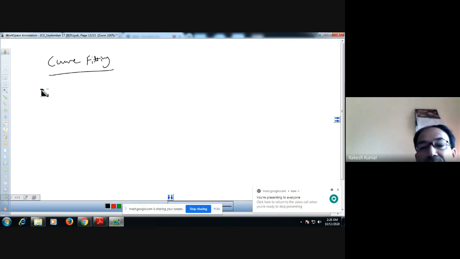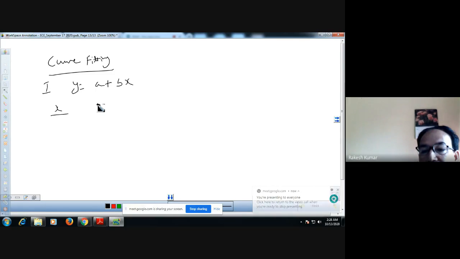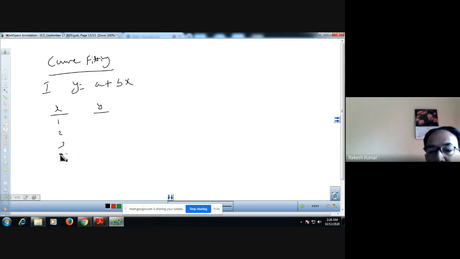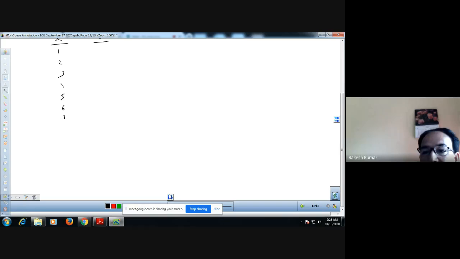First of all, we need to fit the equation of a straight line, and that is y equal to a plus bx. We know that this is the equation of a straight line, and we shall fit it by using the given data values. There are the values of x and y given to us. X starts from 1, 2, 3, 4, 5, 6, 7, 8, 9 and 10.